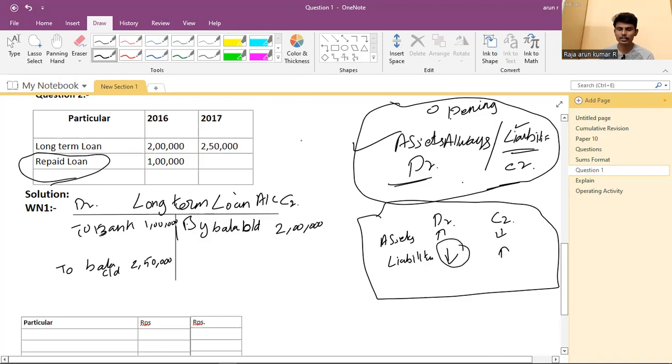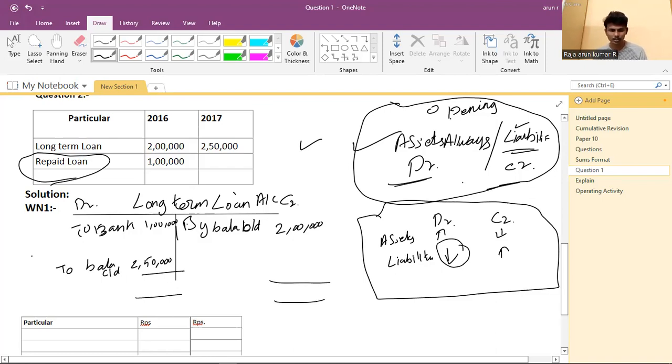First logic: the opening balance they have given. Assets are always debit balance, and liabilities are always credit balance. Asset increase means debit balance, asset decrease means credit balance. On the liability side, liability decrease means debit balance, and liability increase means credit balance. Then we total the balances.